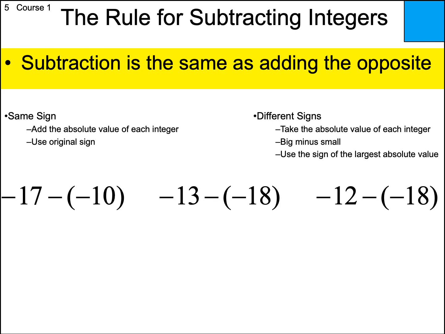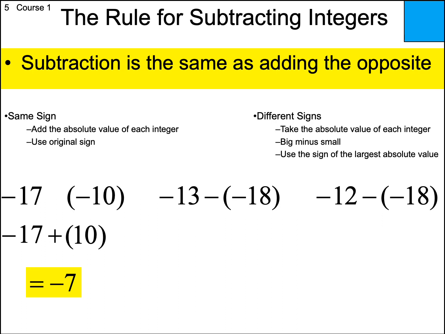All right, let's see. Subtraction is the same as adding the opposite. So negative 17 plus negative 10, the opposite of negative 10 is positive 10. Different signs. Big minus small. 17 minus 10 is 7. More negatives than positives because it's negative 17, so negative 7.